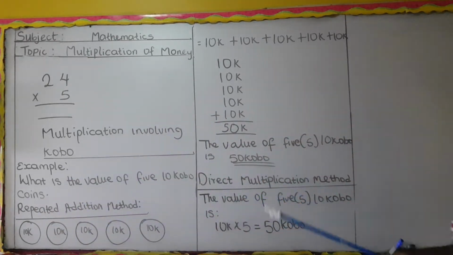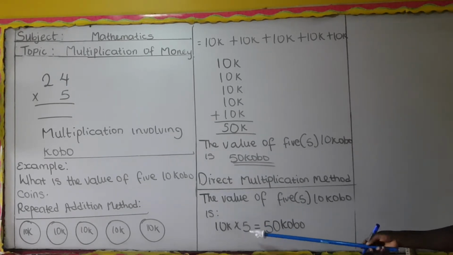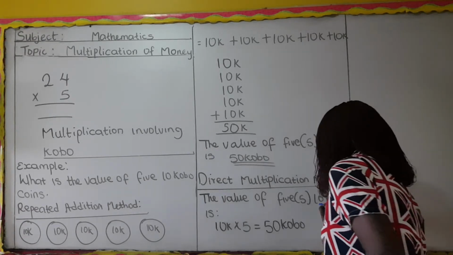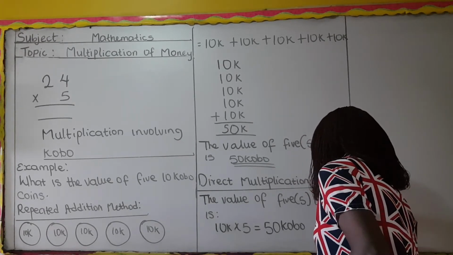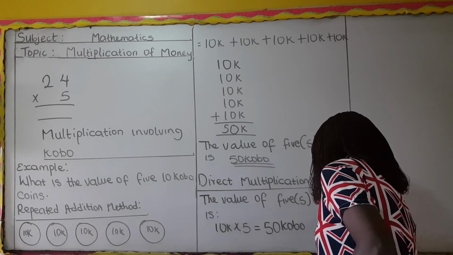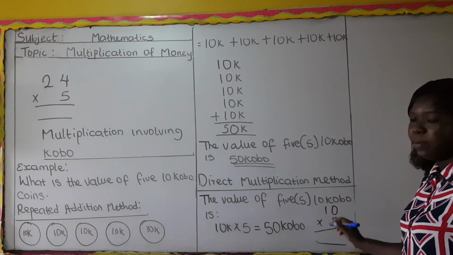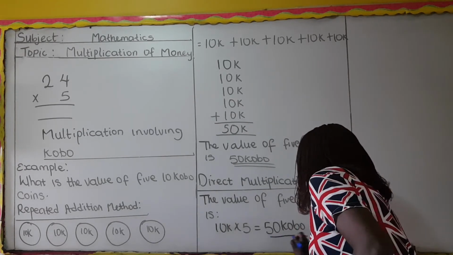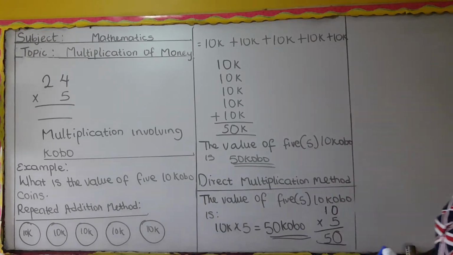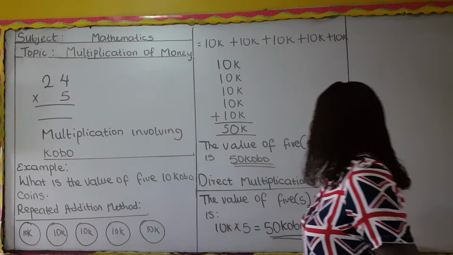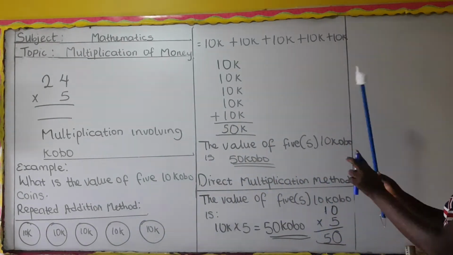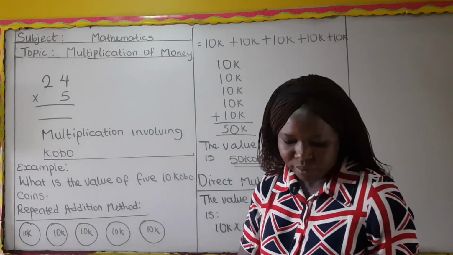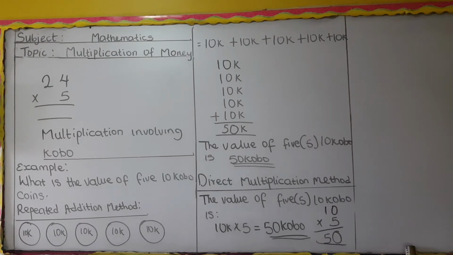So this is the direct multiplication method. 10 kobo times 5 will give you 50 kobo. Or you do it this way. 10 times 5. 5 times 0 is 0 and 5 times 1 is 5. So you still arrive at the same answer. So you see, whether you use the repeated addition method or the direct multiplication method, you still arrive at the same answer. So I'll be giving you a few assignments.